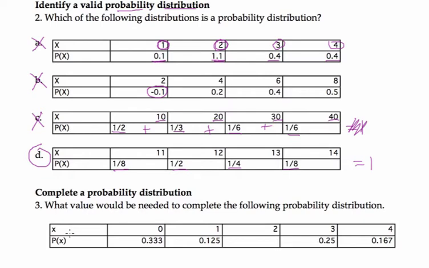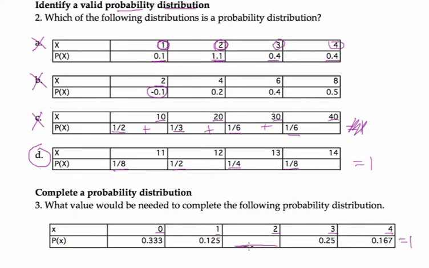What value would be needed to complete this probability distribution? So again, we know that all of these have to add up to be 1. Again, these are our data values, 0, 1, 2, 3, 4. Maybe this is the number of kids you have or something. So about 33% have 0, about 12% have 1, 25% have 3, 16, 17% have 4. This would maybe say 4 or more if that was actually the number of kids.